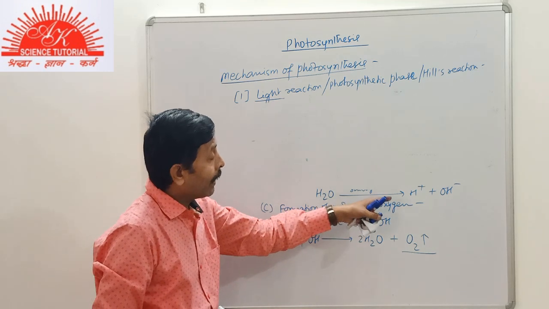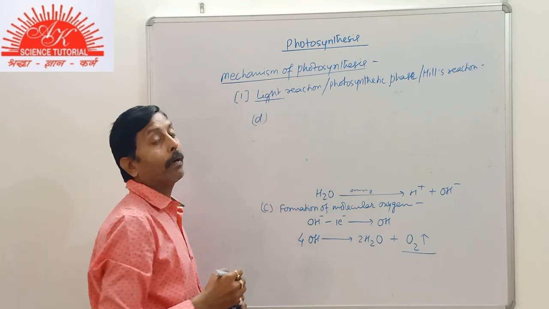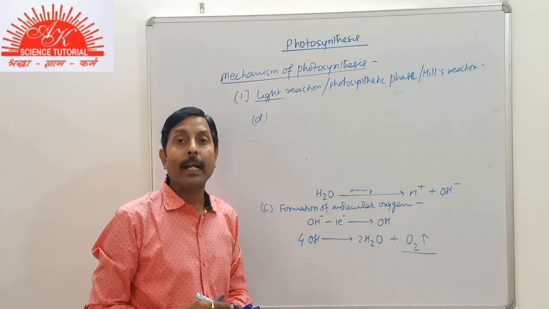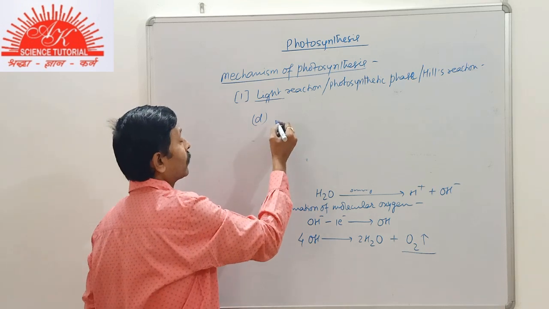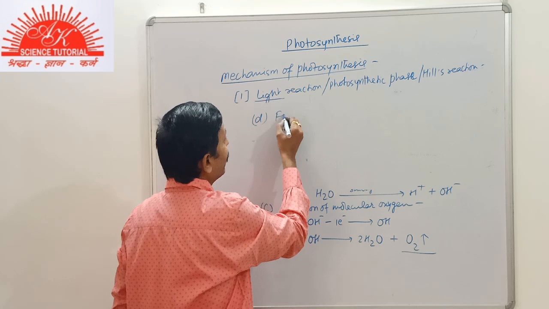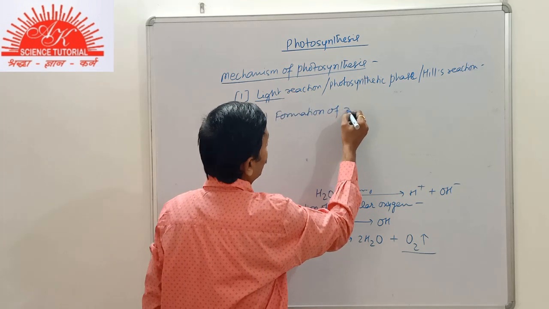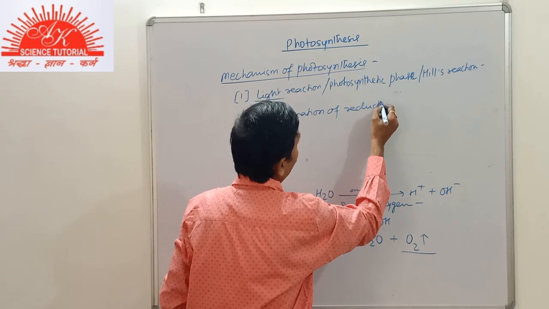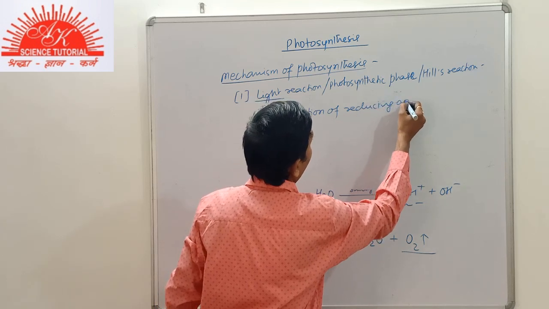And this H plus ion combines with another compound which serves as the carrier of hydrogen, that is NADP. So we say formation of reducing agent.